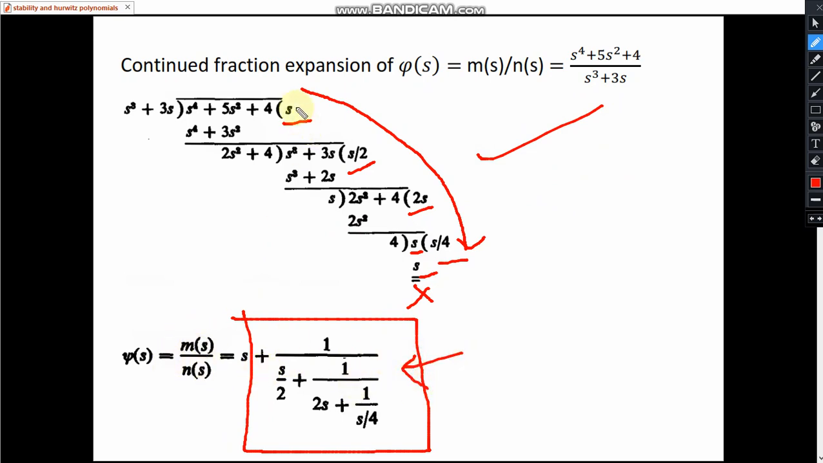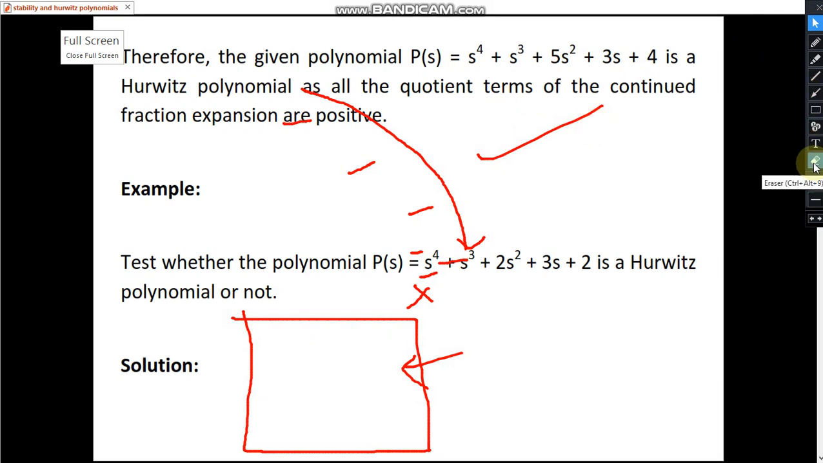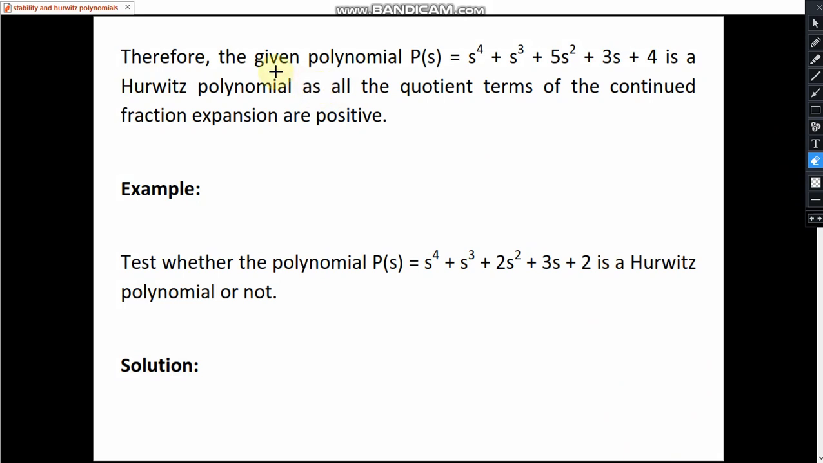So this is nothing but s plus 1 upon s plus 2, s by 2 plus 1 upon 2s plus 1 upon s by 4. Like this, we can write in this way. So what is the conclusion? The given polynomial is Hurwitz polynomial. So therefore, the given polynomial P(s) equals this is a Hurwitz polynomial as all the quotient terms of the continued fraction expansion are positive.